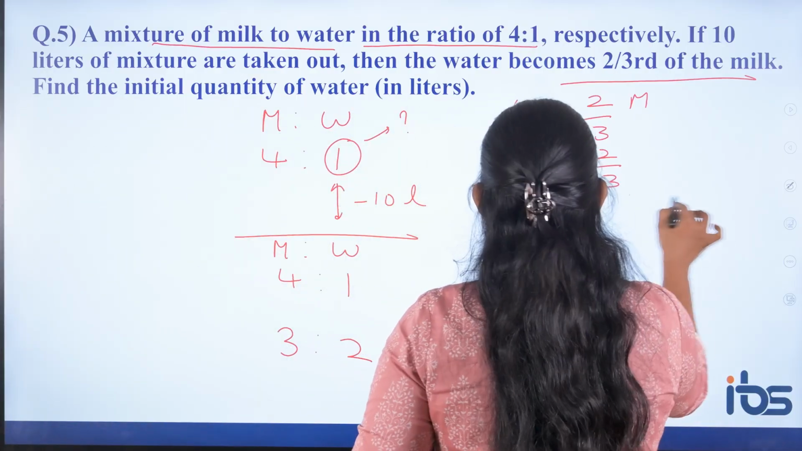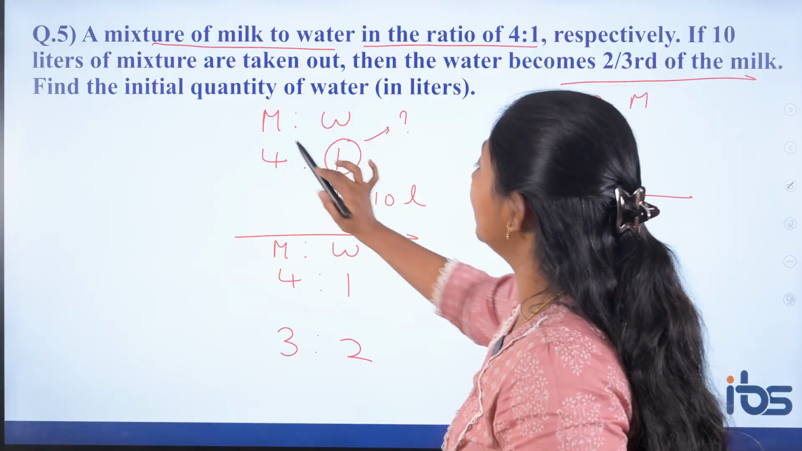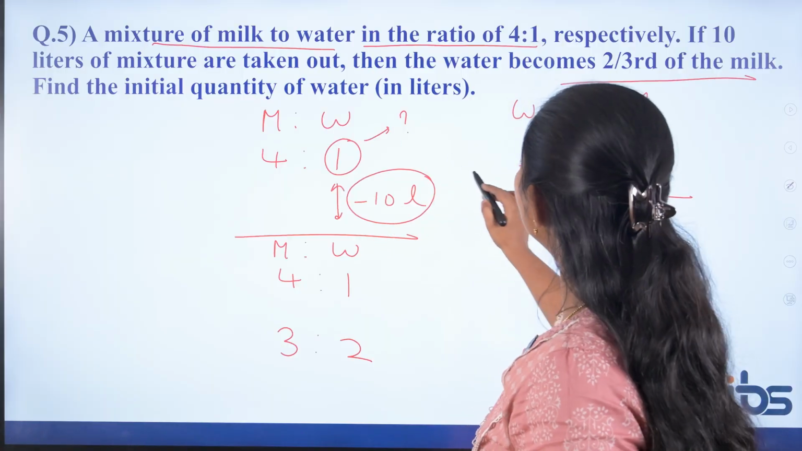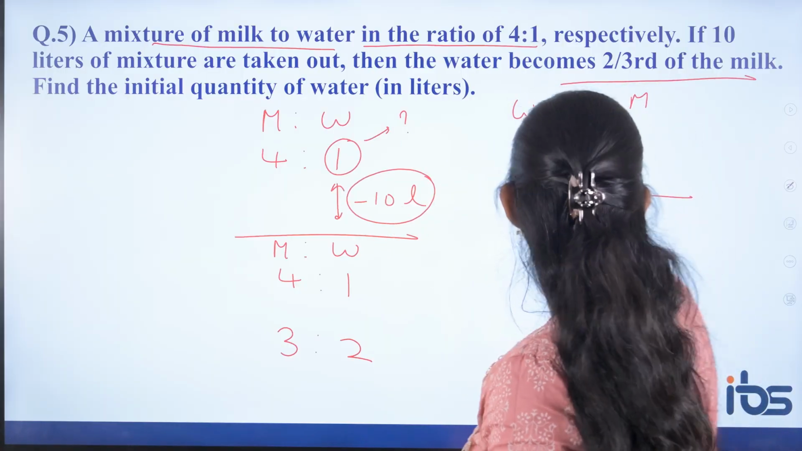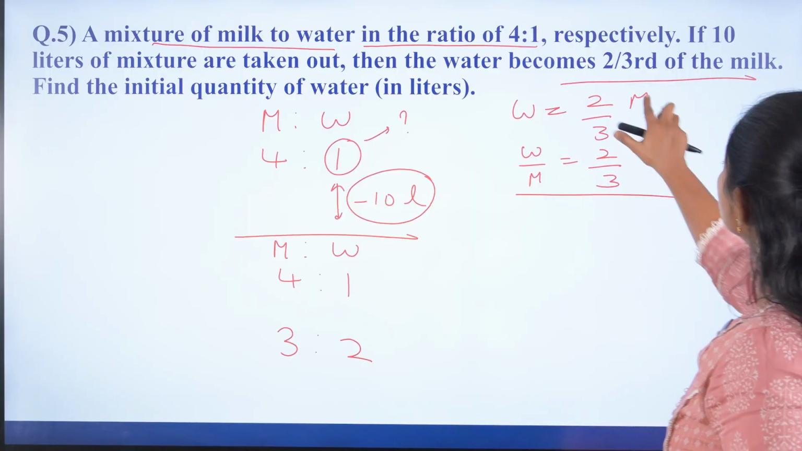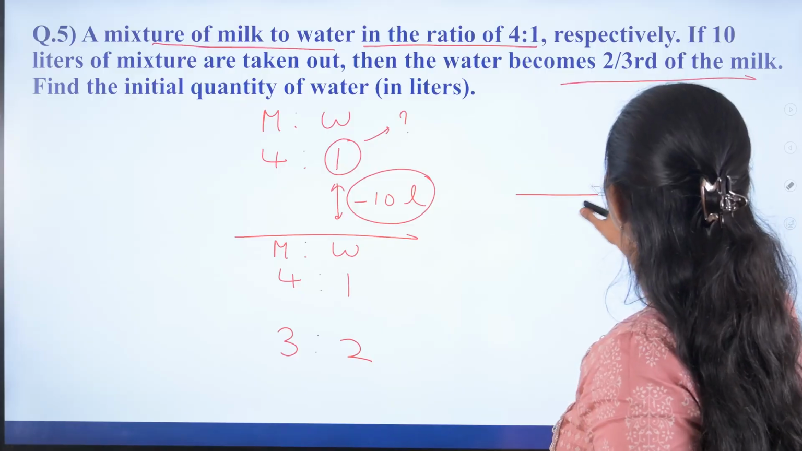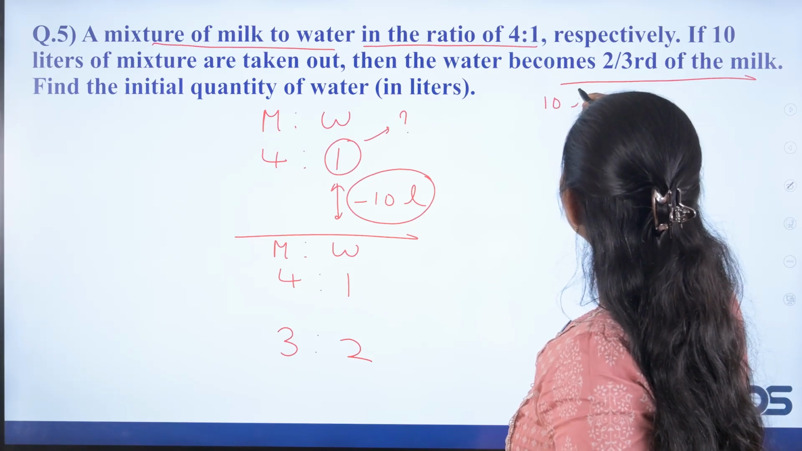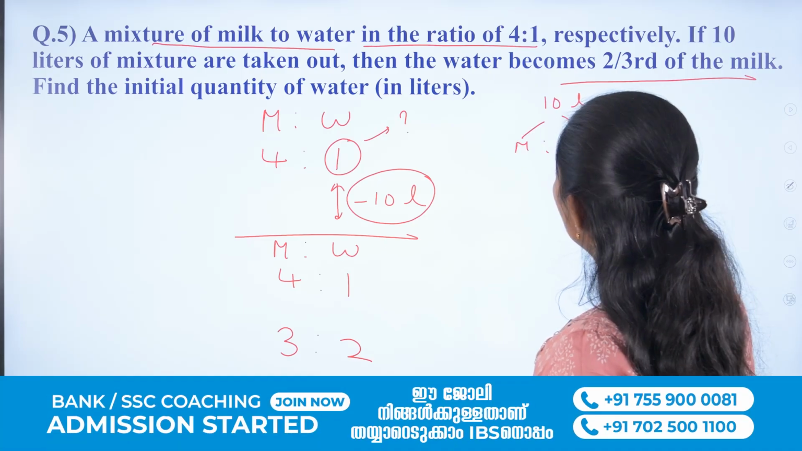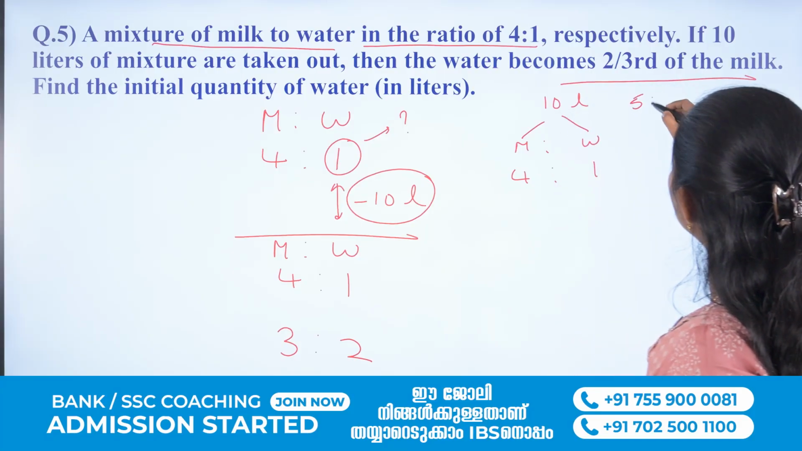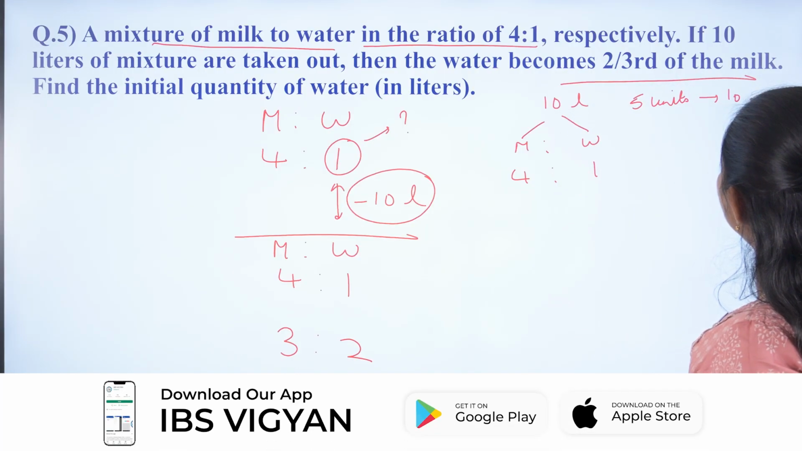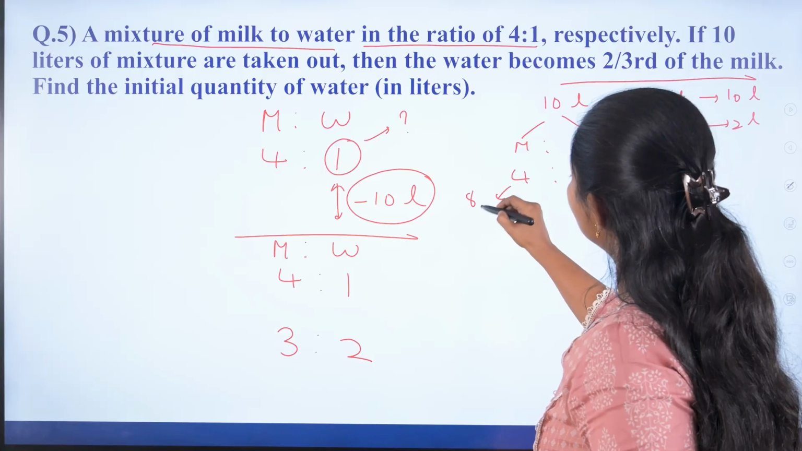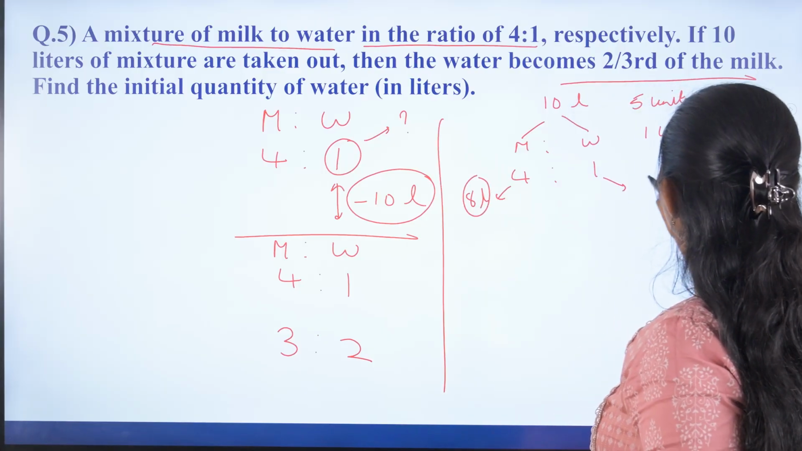So let me use X. Whatever they have given, initially milk was 4 units, water was 1 unit. So 10 liters has been removed. Let me erase this part. So how much milk and how much water has gone? Let us find out. In this 10 liters, milk and water was in the ratio of 4:1. So 5 units corresponds to 10 liters. So what is 1 unit? 1 unit is 2 liters. From that you can say this is 8 liters and this is 2 liters.